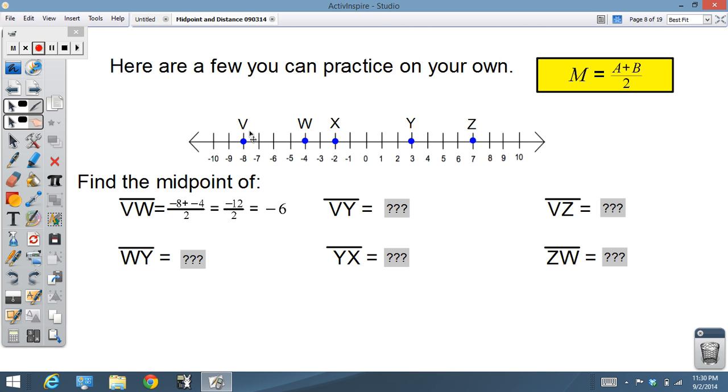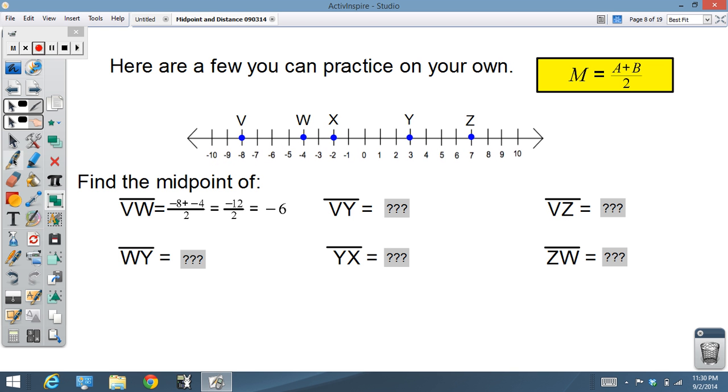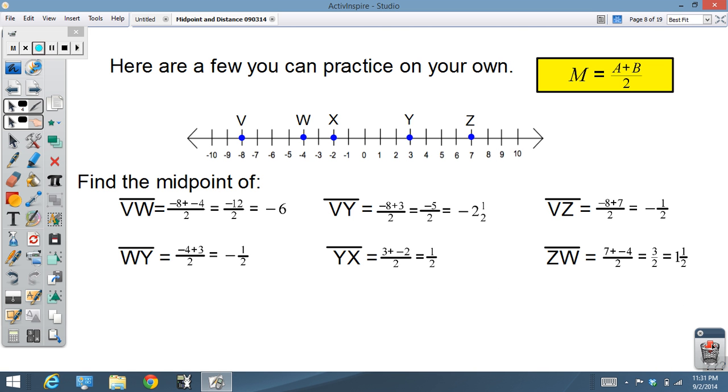Here's how we're going to do VW. Take the 2 points, -8 plus -4. They add up to -12, divided by 2. The midpoint is right there at -6. Continuing with the rest of them, same kind of thinking. For VY, it's -8 and 3. Add them up, divide by 2, and continuing on. Okay, hope you got them all.